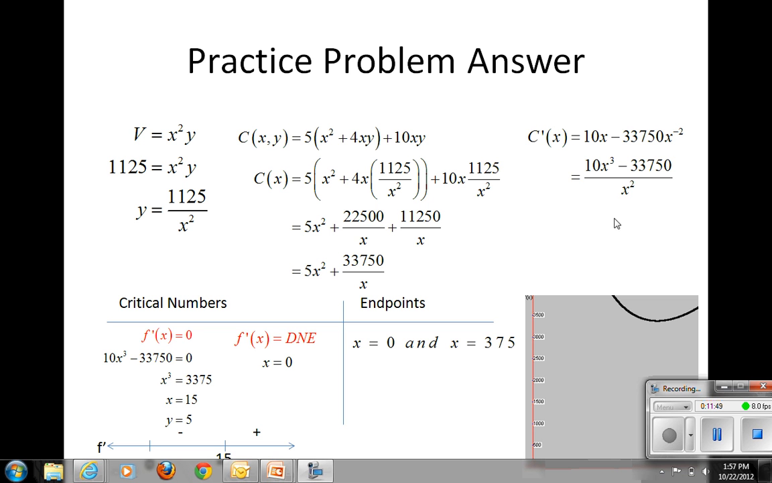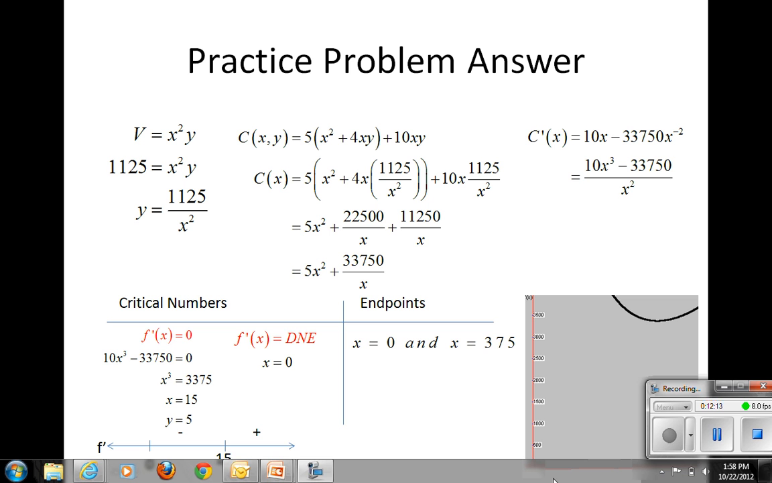If I do that, then when it's a fraction, I have just the numerator equals 0 if I'm looking for when the derivative is 0. So I just have numerator equals 0. And when I'm looking for when the derivative doesn't exist, it's the denominator that's 0. So in this case, x is 0. So I get that when x is 15, the derivative is 0, and when x is 0, the derivative doesn't exist.